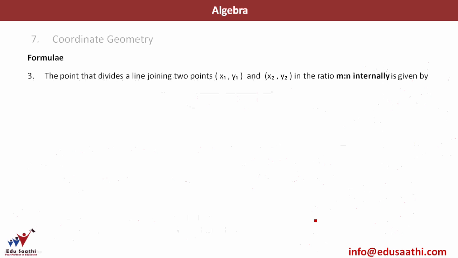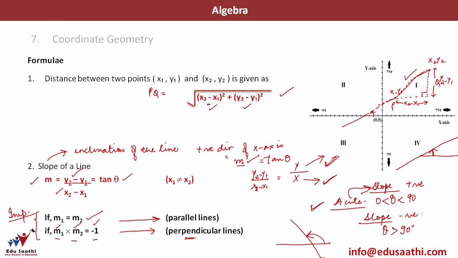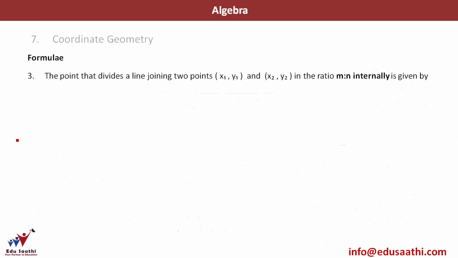Let's look at another formula that we have. We have drawn a line PQ already. We have found out the length of that line and the slope of that line. Now the third formula that we are going to learn is for a point that divides the line PQ, joining the two points x1, y1 and x2, y2, in the ratio m:n internally. Internally means that the point is on the line.